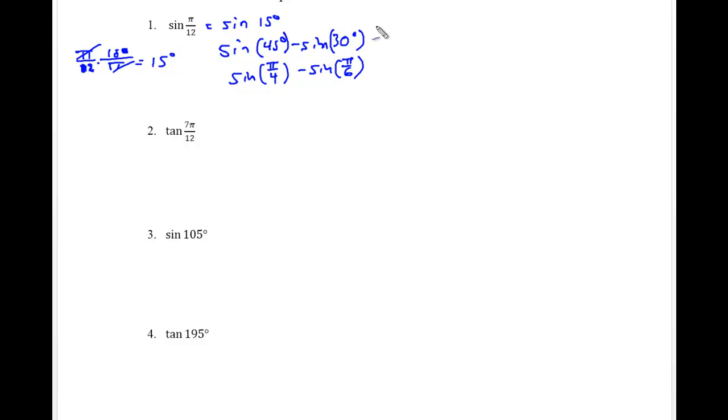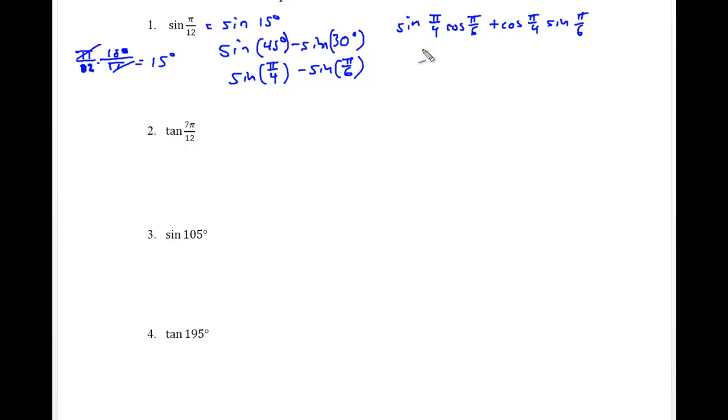Well, using the formula I got above, this means that my equation is going to be the sine of pi over 4 times cosine of pi over 6 plus cosine of pi over 4 times sine of pi over 6. So this is just a mere application of the formula that we learned from up above.